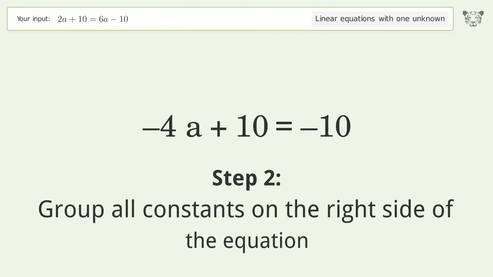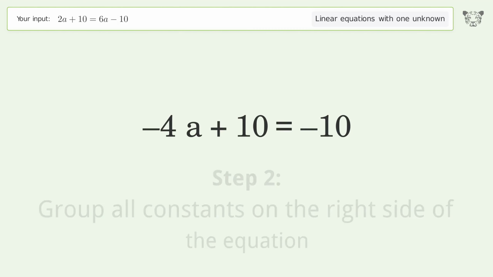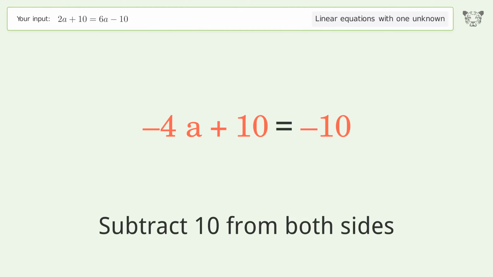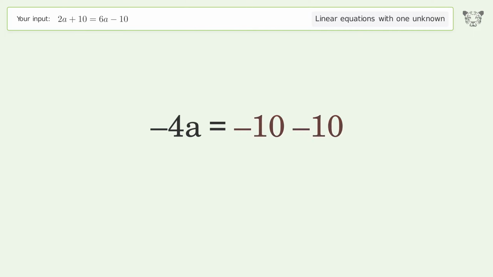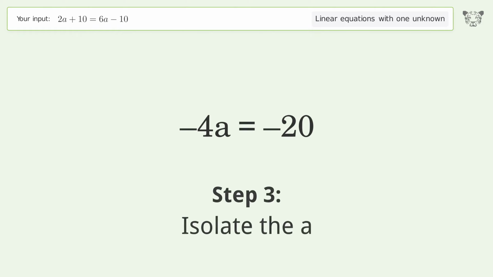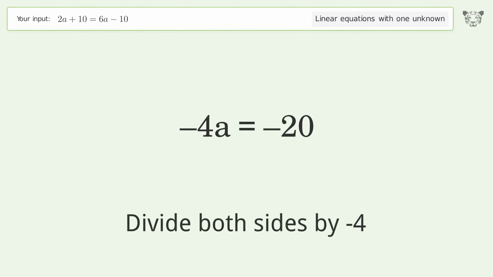Group all constants on the right side of the equation. Subtract 10 from both sides. Simplify the arithmetic. Isolate the a. Divide both sides by -4.